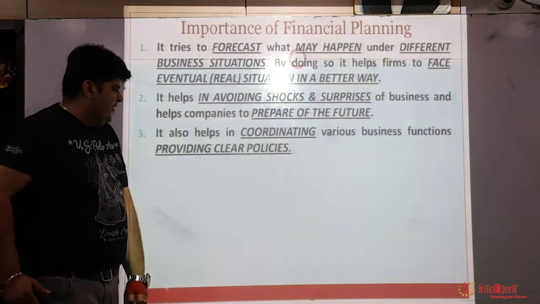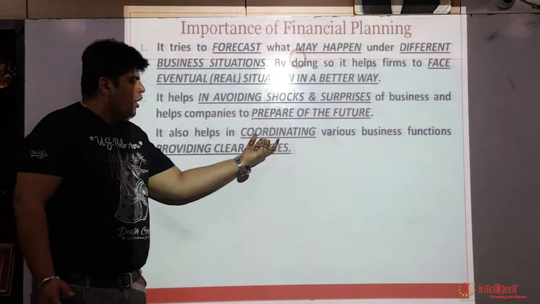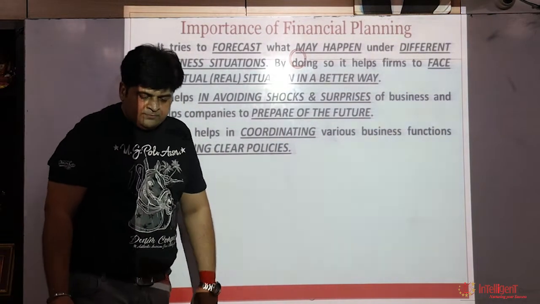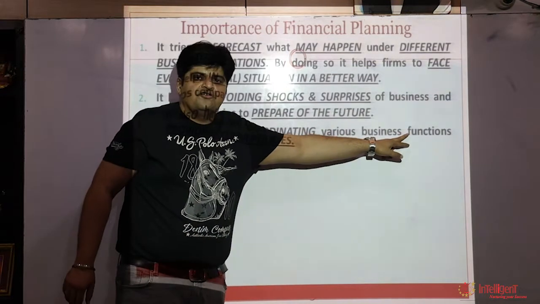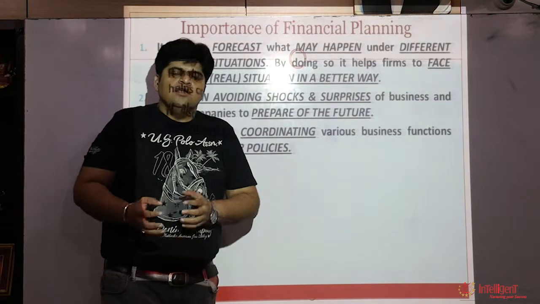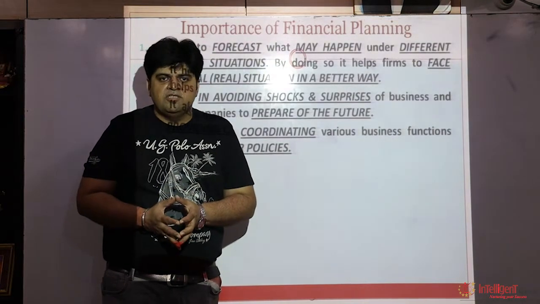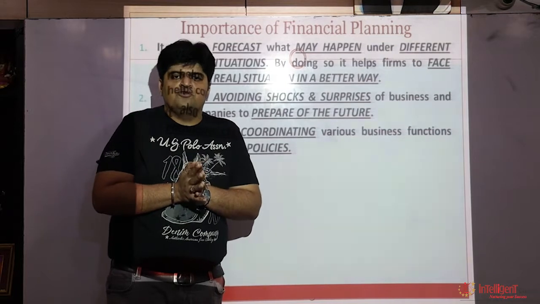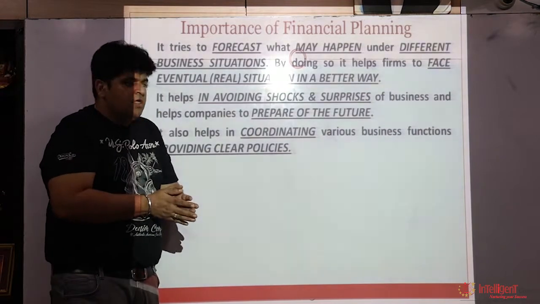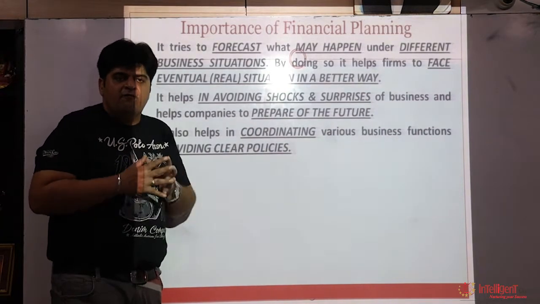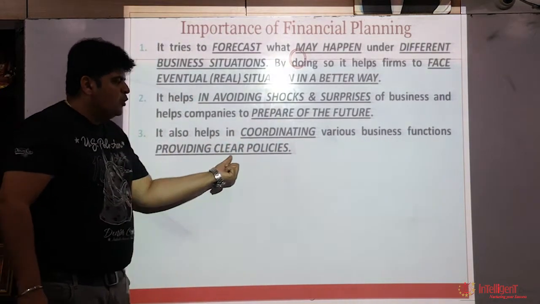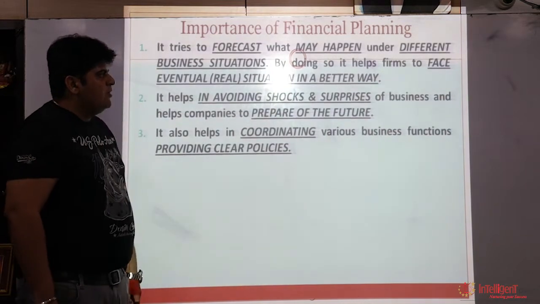Moving to the third point, my dear friends, financial planning also helps in coordinating various business functions for providing clear policies. Now you all understand that there are certain functions that a business has to perform. Marketing division is there, finance division is there, sales division is there, research and development division is there. No department works in isolation. Everyone has to work in a synchronized manner, and that's why we use the word coordination. So in that scenario, financial planning plays a very important role, in that it coordinates the functions of different departments and provides clear policies.